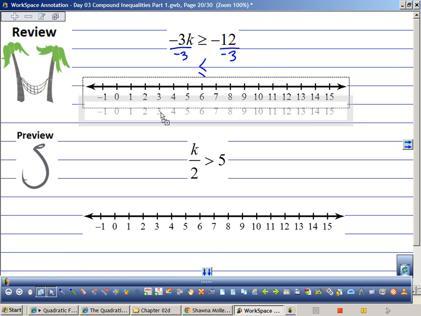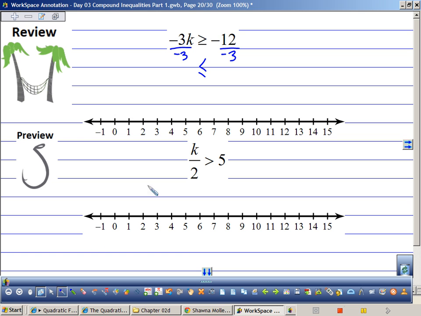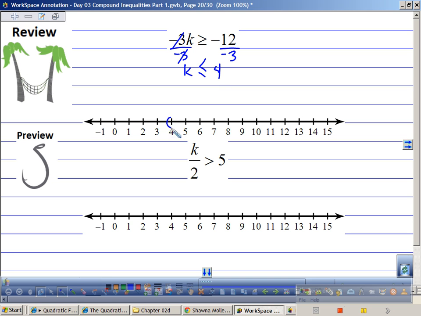Let's move our number line down a little bit. So then I would be left with k is less than or equal to 4. So I go to 4. Is this an open circle or a closed circle? Closed, because a negative over negative is positive. Good. And am I going to go to the right or to the left? Left, right here. K has the smaller side of the inequality sign.